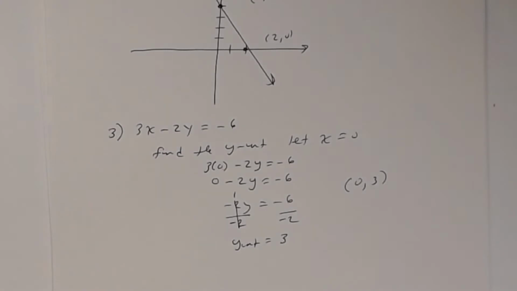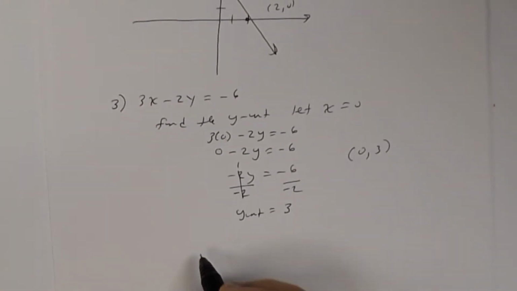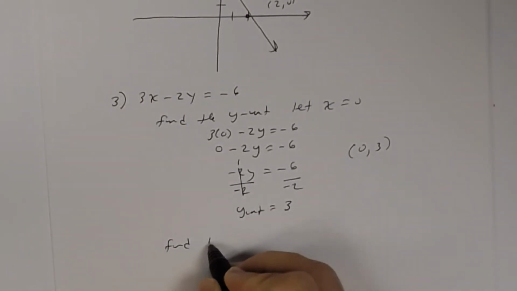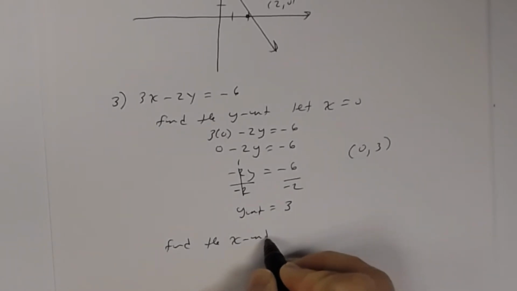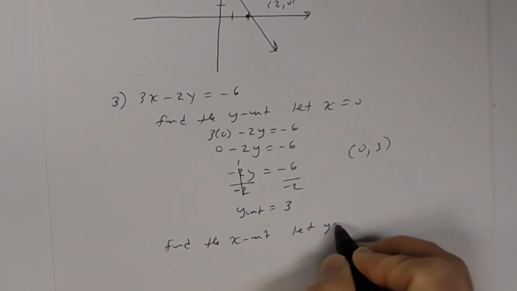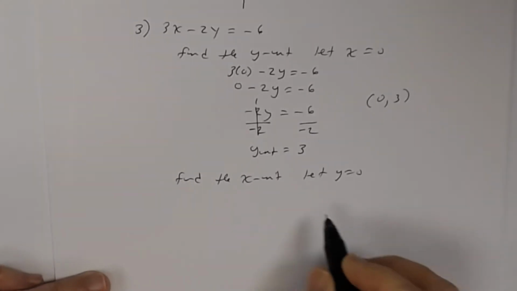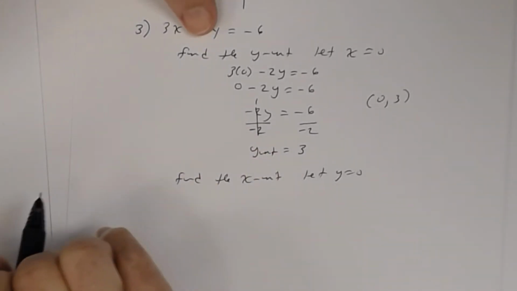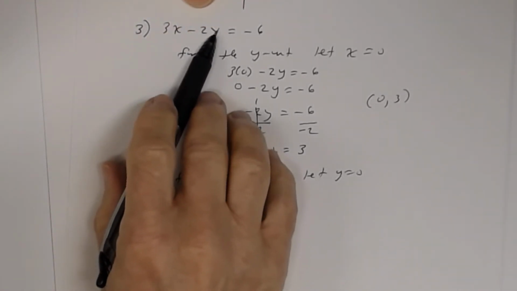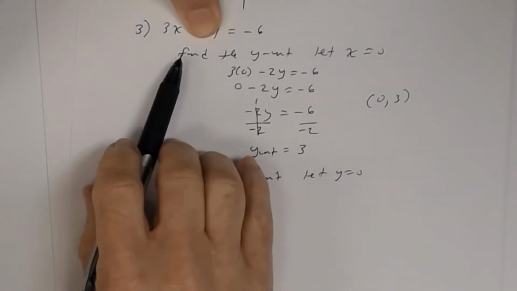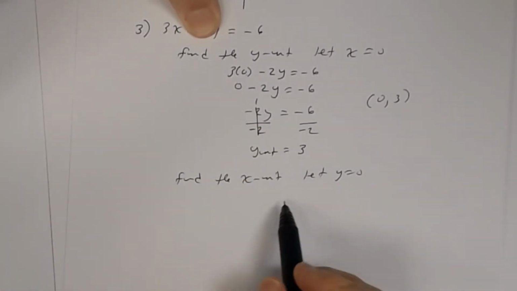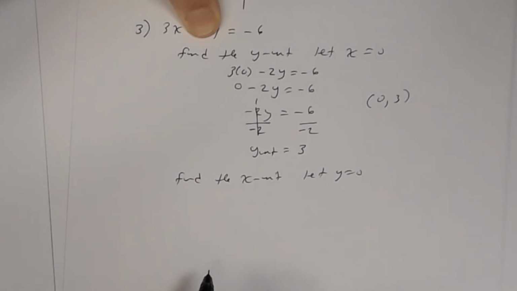And so let's find the x-intercept. To find the x-intercept, you're going to let y equal 0. This time, remember, if y is 0, that means 2 times 0 is 0, so that goes away right there. So you have 3x equal negative 6. You can go ahead and put that right here if you want to.